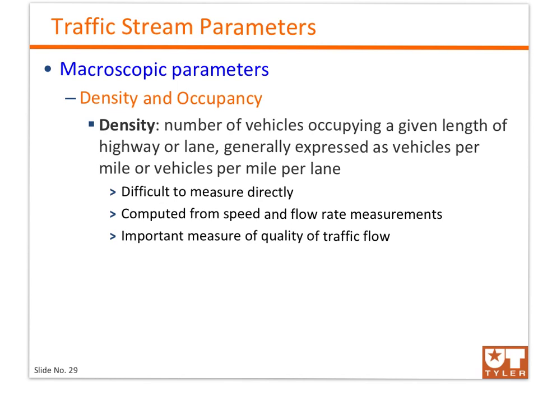Now we are continuing here with the macroscopic parameters. We'll be talking about density and occupancy. We talked about density before, and density is simply the number of vehicles occupying a given length of a highway or lane. It is typically expressed as vehicles per mile or vehicles per mile per lane. Density is a very difficult parameter to measure directly. Again, we typically try to compute it from speed and flow rate measurements, and it's a very important measure of quality. But at the same time it's very hard to measure, and therefore we try to correlate it to other parameters that are easier to measure in the field, and that is the occupancy.